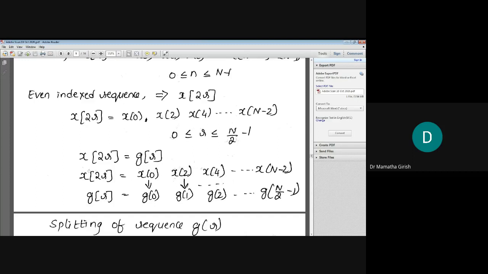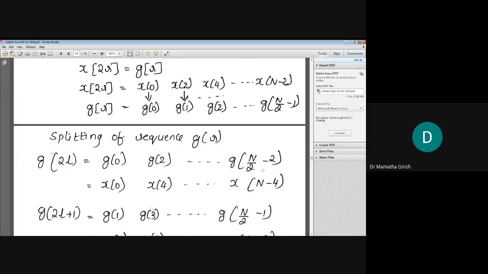When I represent this in terms of the new variable g of r, g of 0, 1, 2, and so on, what is g of 0? It corresponds to x of 0. What is g of 1? It corresponds to x of 2. What is g of 2? x of 4. What is g of 3? x of 6, and so on. And what is the g of n by 2 minus 1 sample? x of n minus 2 sample.